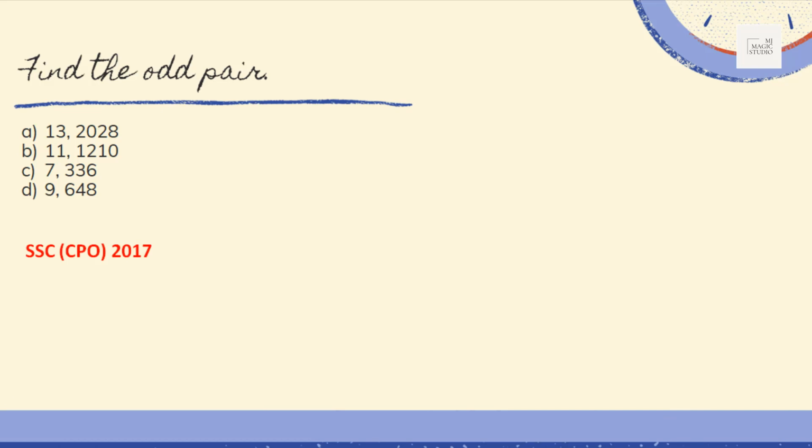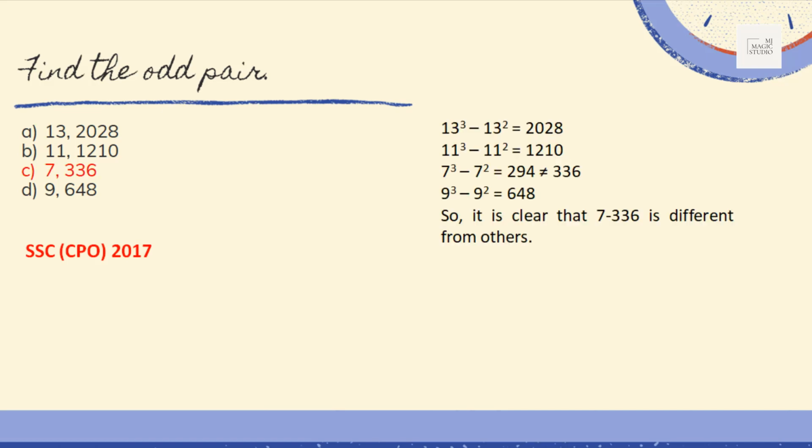So Computer Baba, give us the answer. And the answer is C, 7336. Yes, that's 13 cube minus 13 square is 2028. 11 cube minus 11 square is 1210. 7 cube minus 7 square should be 294, but that's not equal to 336. And 9 cube minus 9 square is 648.